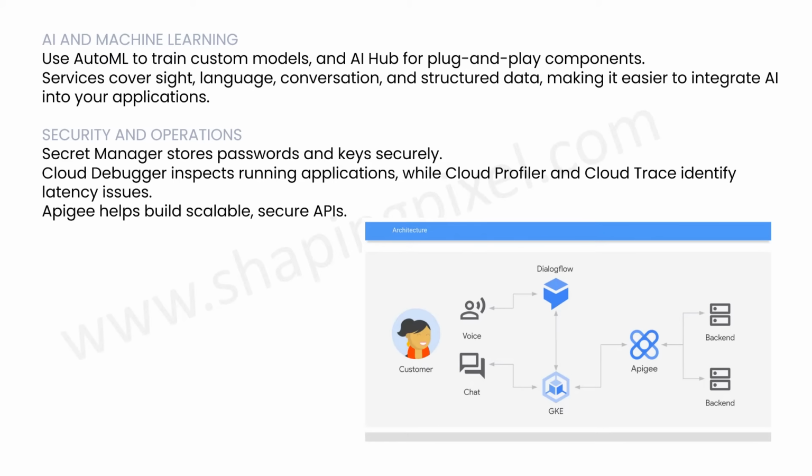Security and operations are vital. Security Manager stores passwords and keys securely. Cloud Debugger inspects running applications, while Cloud Profiler and Cloud Trace identify latency issues. Apigee helps build scalable, secure APIs.